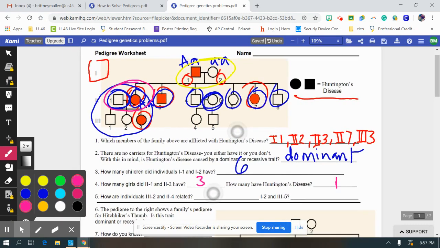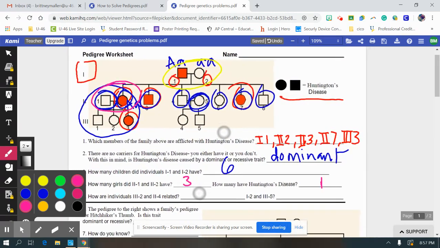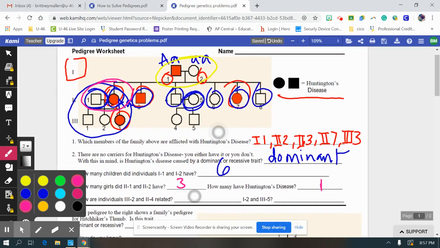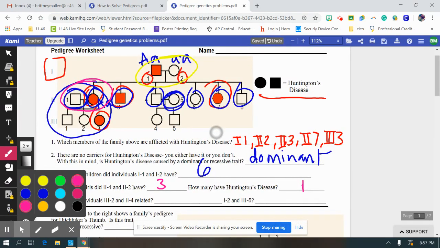How are generation 3, individual 2, and generation 2, individual 4 related? For that one, we have to count, right? Let's think about this like it's your family. If you are this kid, individual 2, you are the child of these people. Your mom is here, and over here your mom has a brother. That would be your uncle.